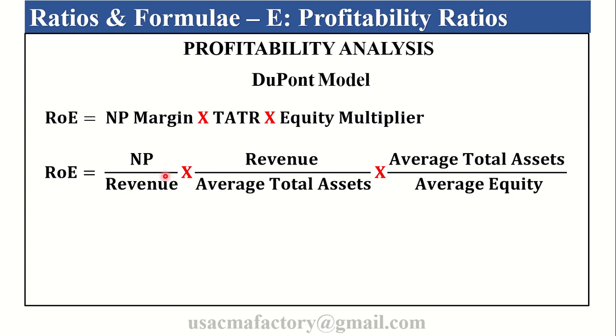Revenue here is the denominator and here the numerator. Average total assets denominator, average total assets numerator. So these two are cancelled, these two are cancelled. So finally net profit divided by average equity. This formula was shown in our examples already.